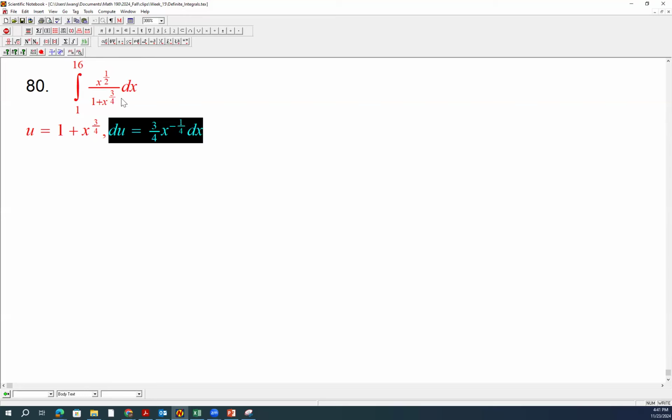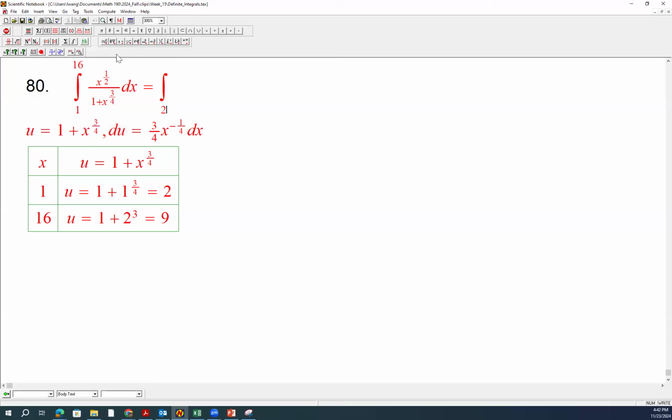So let's look at the table, x and u. x goes from 1 to 16. When x equals 1, u equals 2. If x equals 16, 16 is 2 to the power of 4, so multiplying the exponent we get 2 to the power 3, which is 8. 8 plus 1 is 9. So the interval changes, and it will be from 2 to 9.